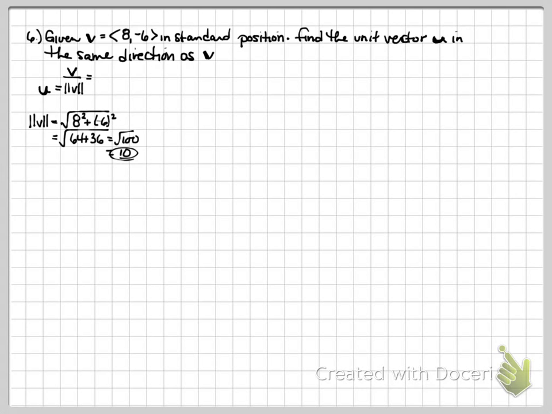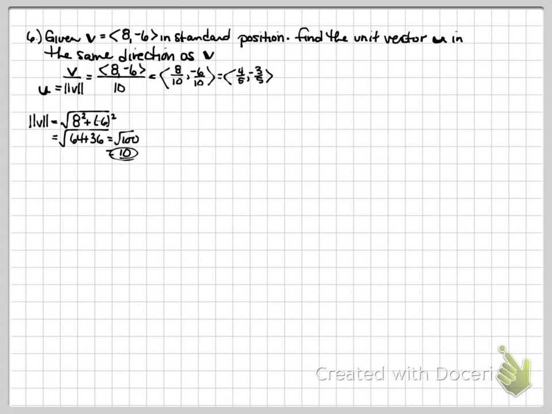So now going back up here, my components of v are 8, negative 6, and we're going to divide that by the 10, which was my magnitude. Now distribute the 10 to both parts of the components, and I get 8 over 10, comma, negative 6 over 10. Reduce. And I get 4 over 5, comma, negative 3 over 5.